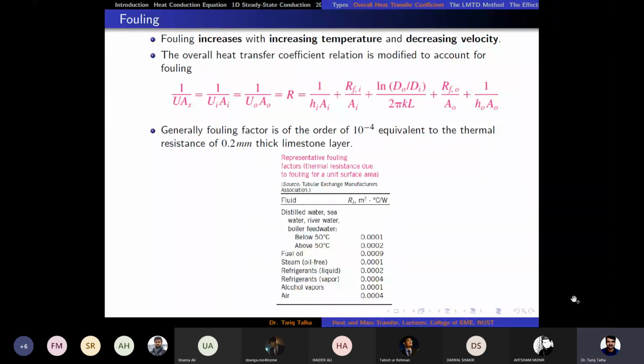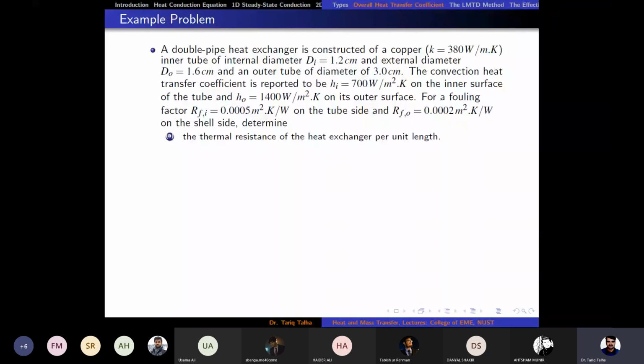Now we can do one numerical problem where we can see the effect of fouling. The statement of the problem is: a double pipe heat exchanger is constructed of copper. Thermal conductivity is 380 watt per meter Kelvin, and the inner tube has an internal diameter of 1.2 centimeter, and an external diameter of that inner tube of 1.6 centimeter, and an outer tube of diameter 3 cm.